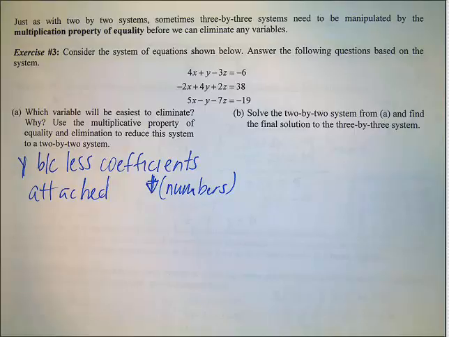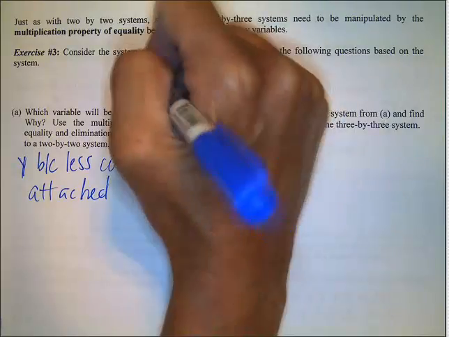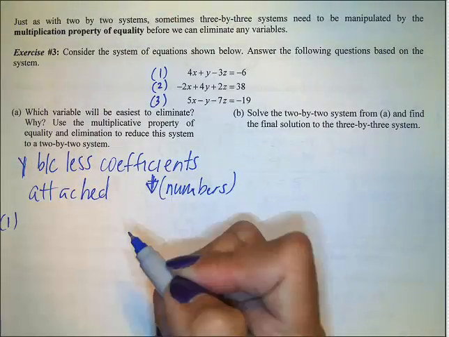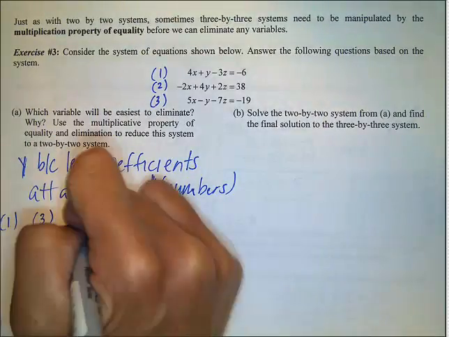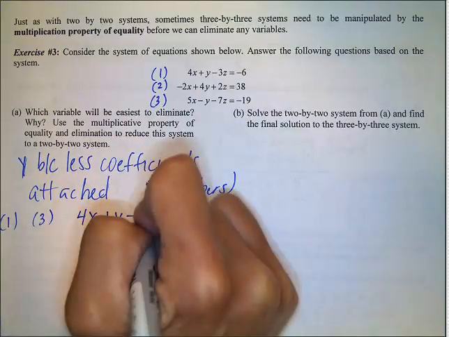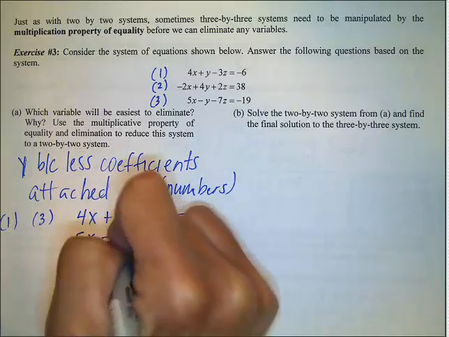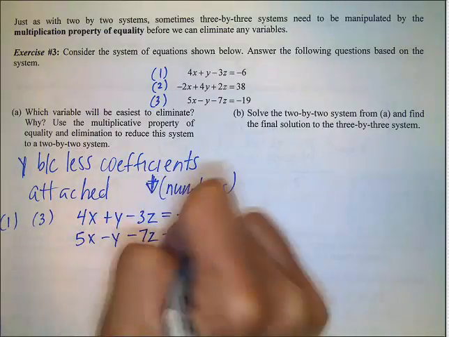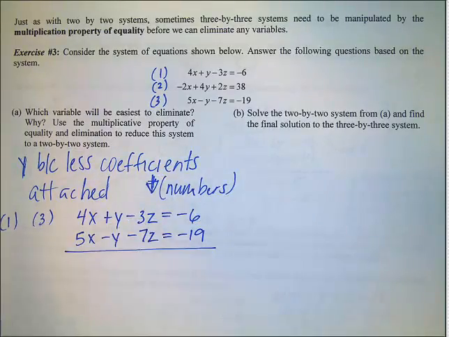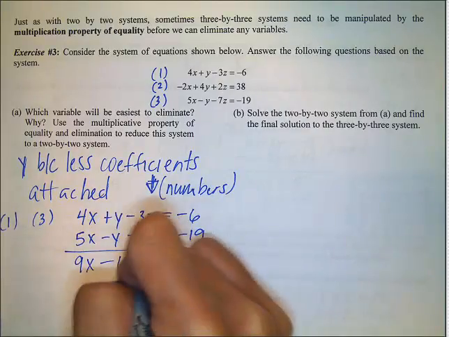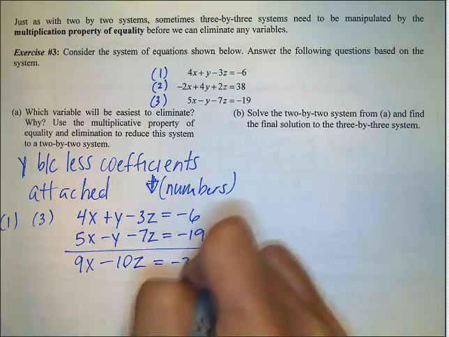So we're going to take, I'll call this one 1, 2, and 3. We're going to take 1 and 3. So 4x plus y minus 3z equals -6. 5x minus y minus 7z equals -19. Notice y's cancel, so 9x minus 10z equals -25.